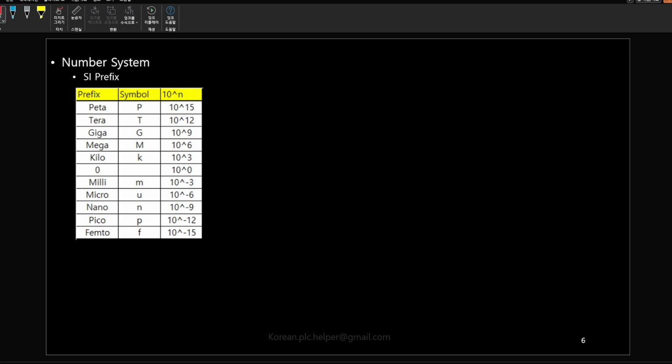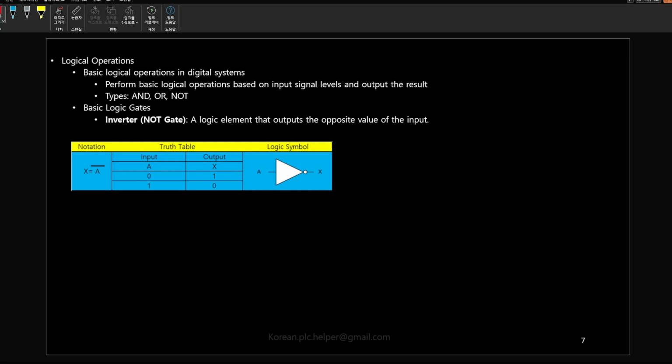SI prefix. The SI prefix table is a list of different prefixes. Please refer to it as needed. Next is logic gates. Logic gates are the basic logical operations of a digital system. Logical operations perform basic logic calculations based on input signal levels and produce an output result. The types are AND, OR, and NOT. Let's discuss the basic logic gates first.